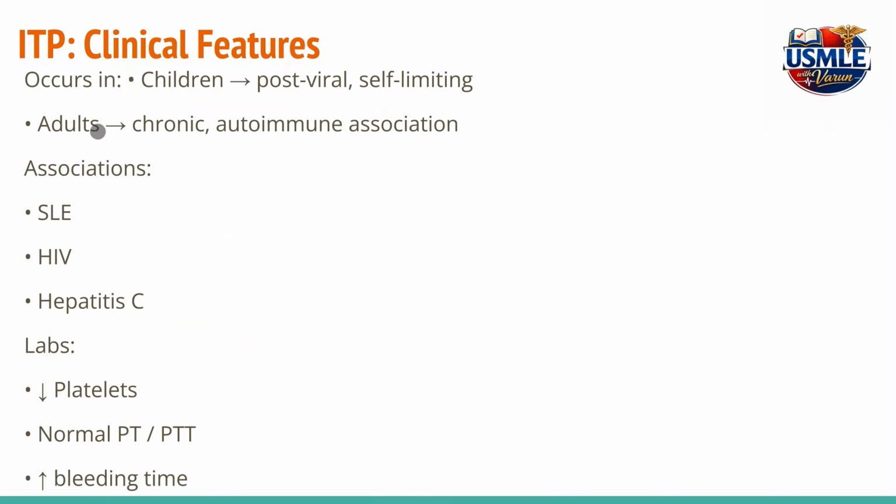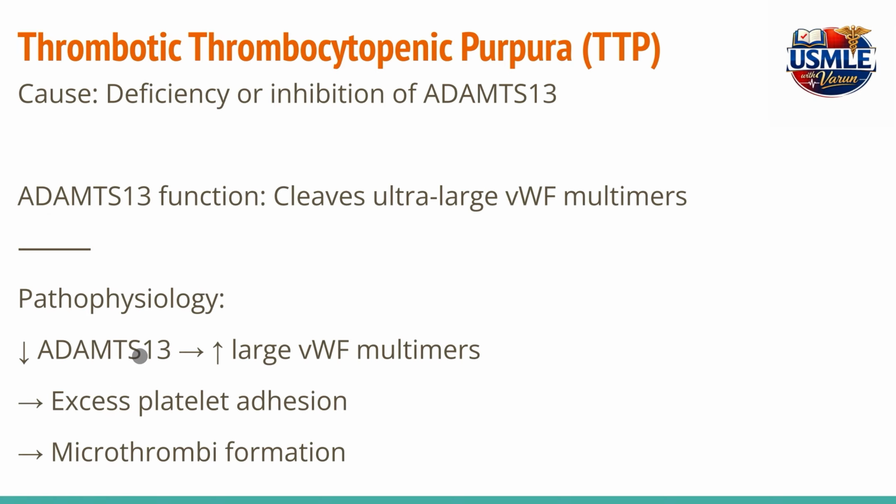In children, this ITP often follows a viral infection and is usually self-limiting, whereas in adults, it tends to be chronic and associated with other autoimmune conditions like SLE or infections like HIV and hepatitis C. And the common laboratory findings in cases of immune thrombocytopenic purpura include low platelets, normal prothrombin time and normal partial thromboplastin time, along with an increased bleeding time.